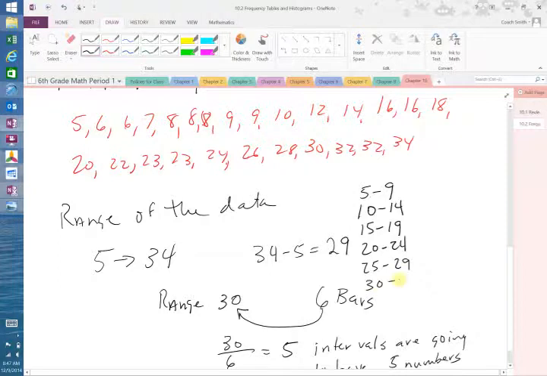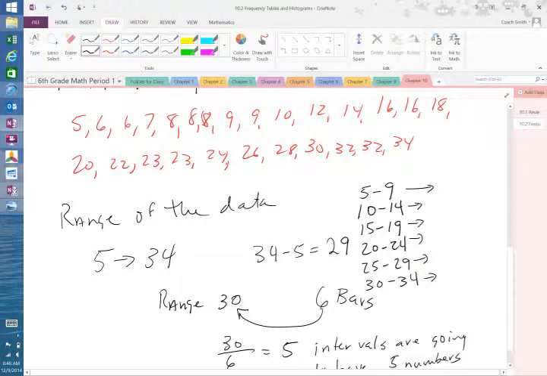30 to 34 would be our sixth interval. Now, is 34 our largest number? Okay, so that's where our intervals stop. Now, what we would do then is we'd go back and we'd just start going down these.